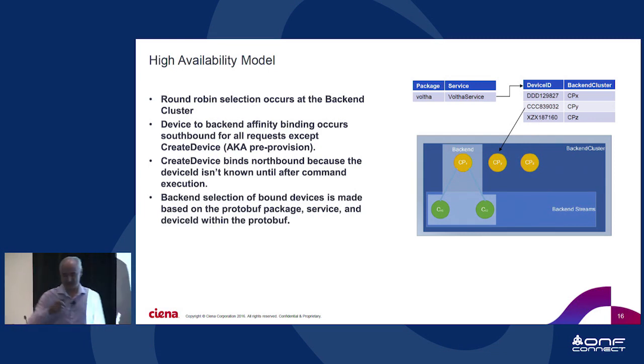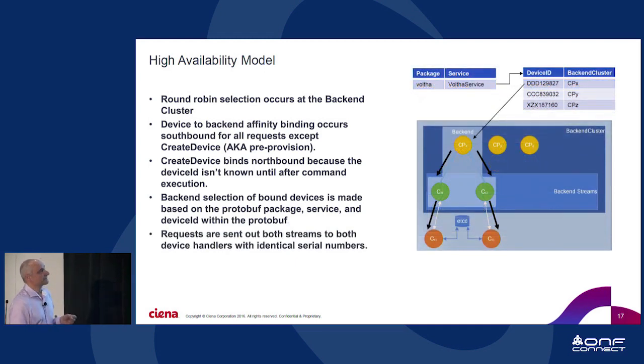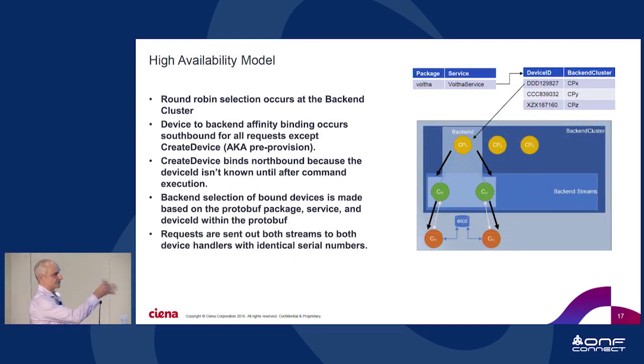So how is this selection handled? The selection is handled by using different aspects of the remote procedure call, or the RPC. There are 3 elements that participate in the decision making: the package, the service, and then a field in the protobuf. In VOLTHA's case, it's the device ID. In other cases, it can be anything. It's a config parameter for the Affinity Router. So now, hopefully this will gel everything together.